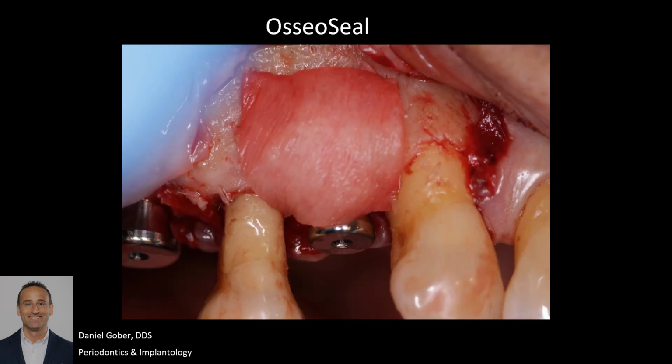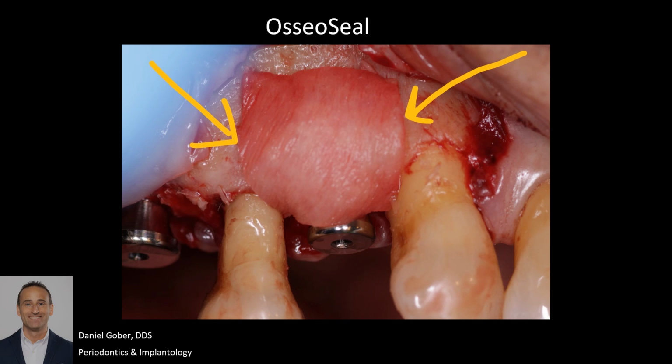And then I went ahead and I trimmed my Osseoseal collagen membrane and draped it over the bone graft and onto the adjacent bony margins. And what I want to point out here in particular is if you look at the membrane, you can see how well it's adapted to the surrounding bony margins.